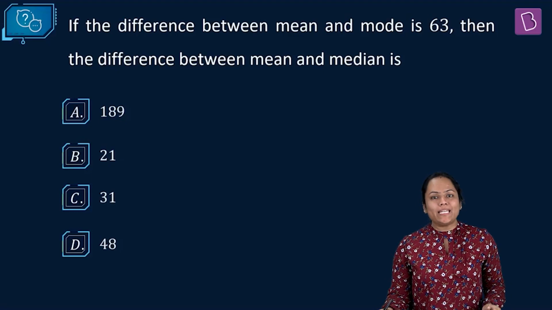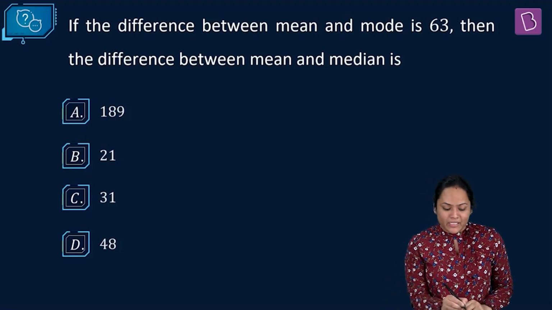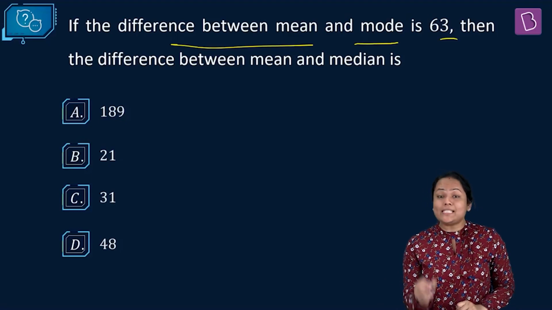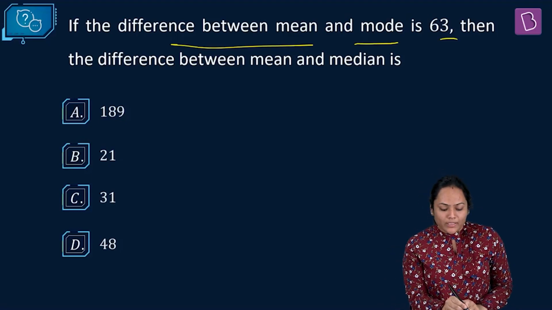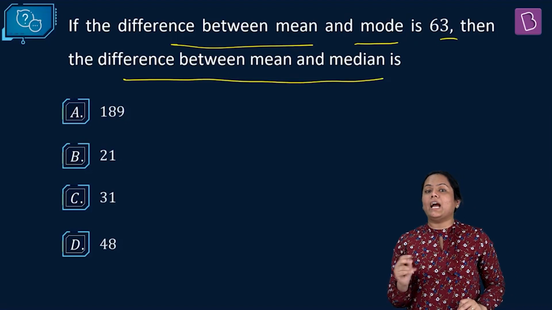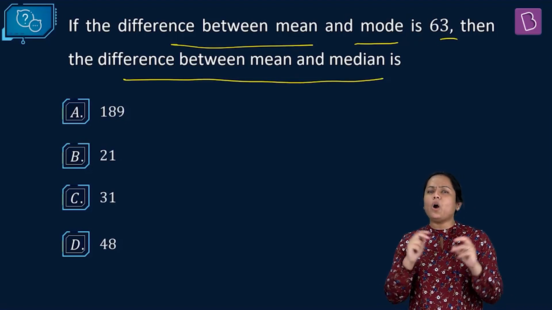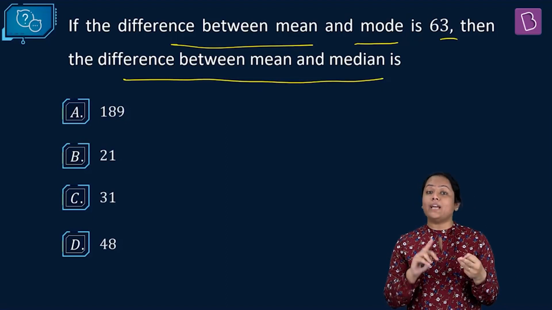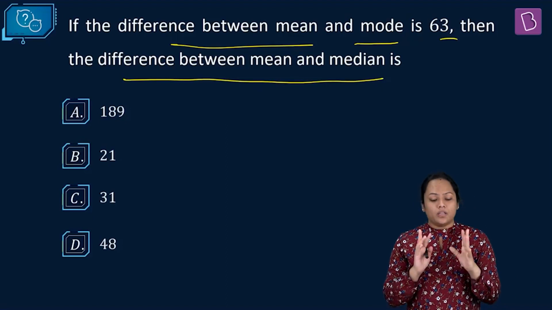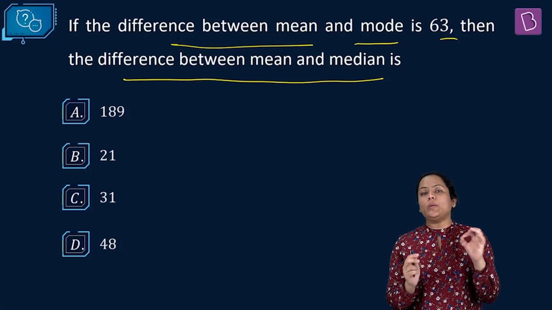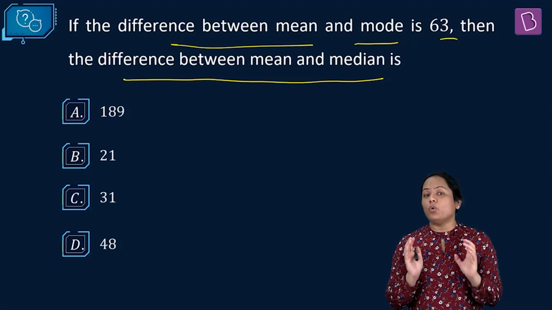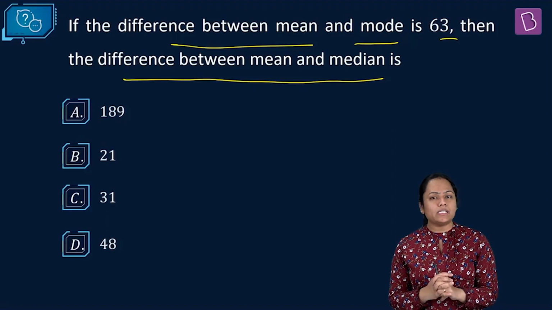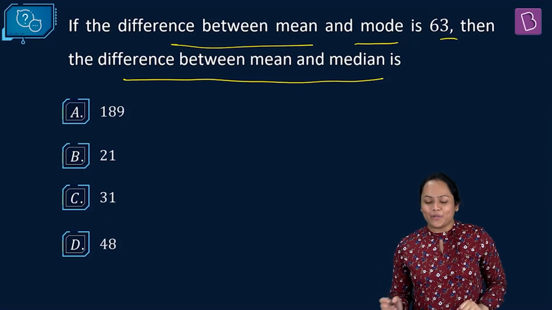Well, moving on. In this question, they have said if the difference between mean and mode is 63, then what is the difference between mean and median? Okay, how can I find this? Well, you already know mean, you already know mode and median, right? So, what is the relation between mean, median and mode? Can you recall? Yes, there is a relation between these three quantities. Let's see if you can recall it or not.